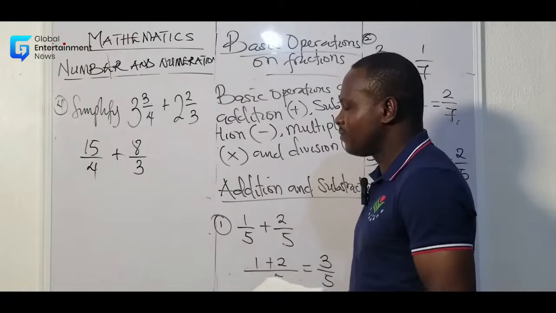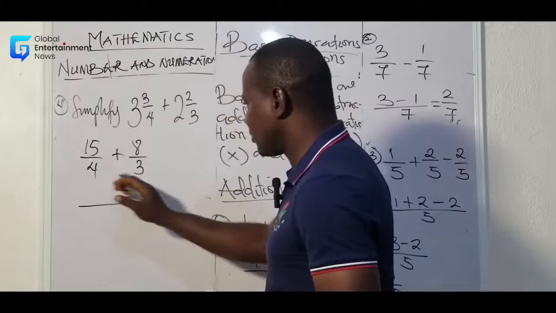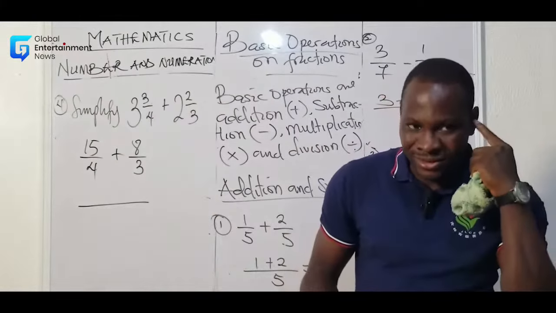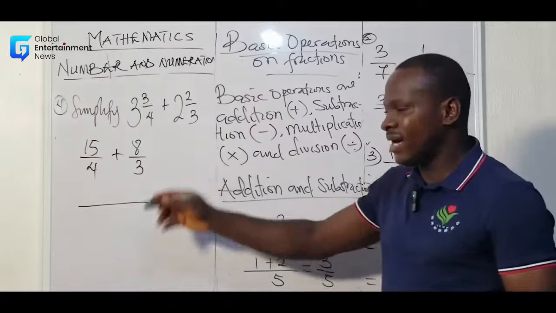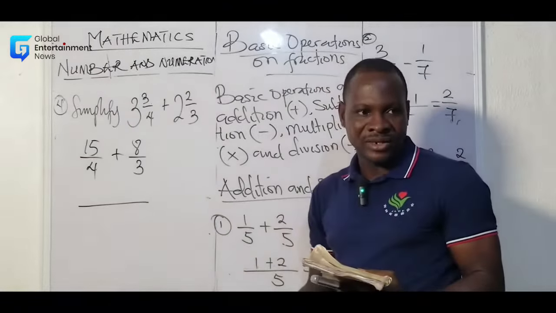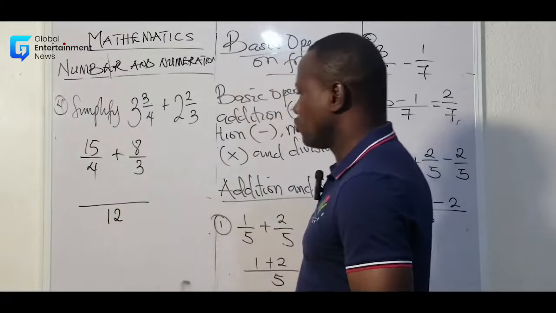So what do we get here? What we are going to do is find the LCM of 4 and 3. So far, the denominators are not the same. Take note, the denominators are not the same. What is the LCM of 4 and 3? Okay, somebody said 12. Correct. The LCM of 4 and 3 is 12.